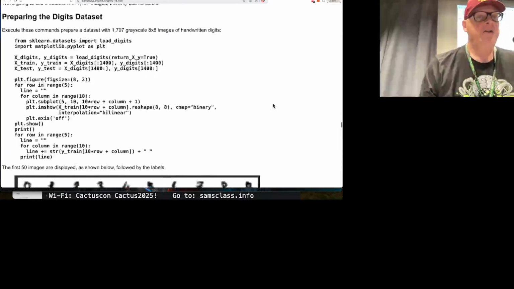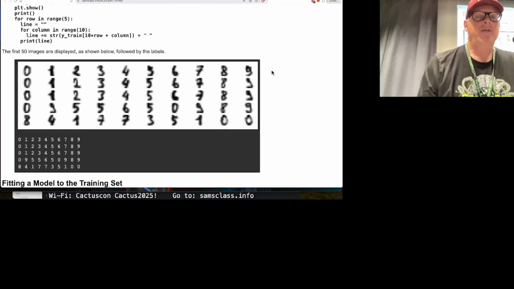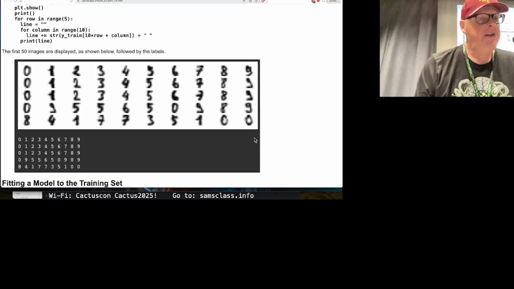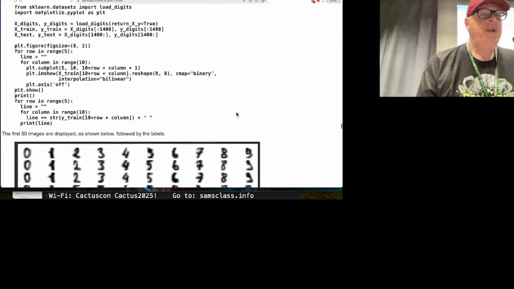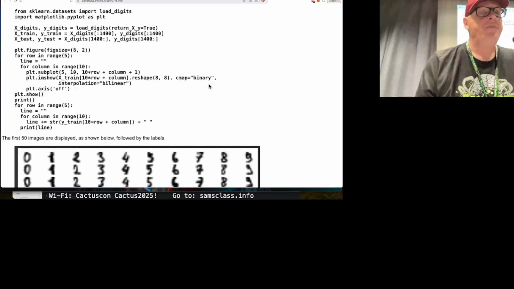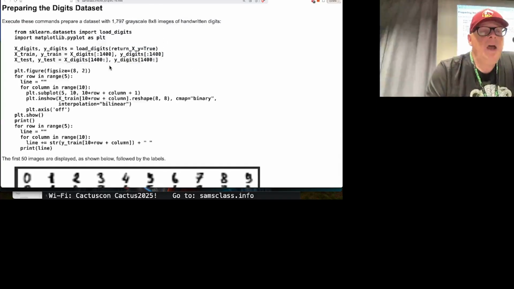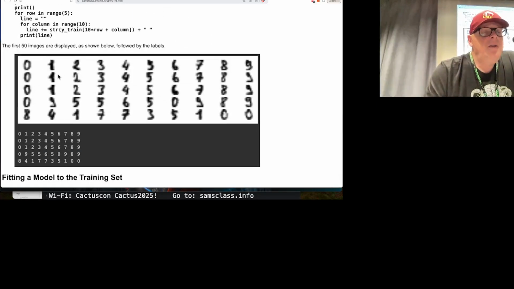And there is. So now we're going to take a digits data set. We have another data set of handwritten digits. And here's the first 50 images, and there's hundreds of these images. I think there's like 1,500 total images, 1,400. So you can see the images, and it gives you the answers for all of them.